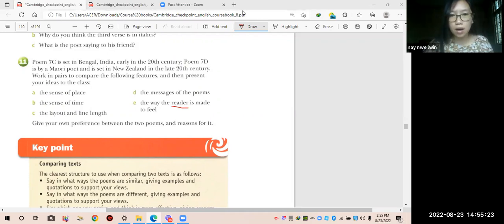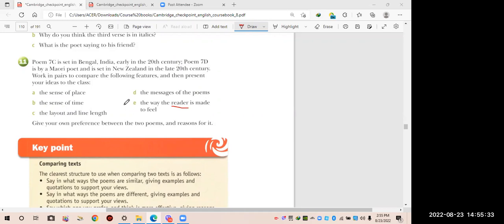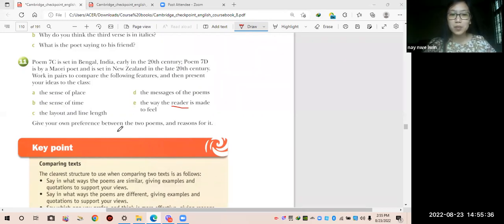So we have finished all the questions in number 7. Do you have any questions for E? No. Okay. So I have a question for you. Give your own preference between the two poems and a reason for it. So which one you prefer, you have to choose. And you also have to give a reason why you like that poem.